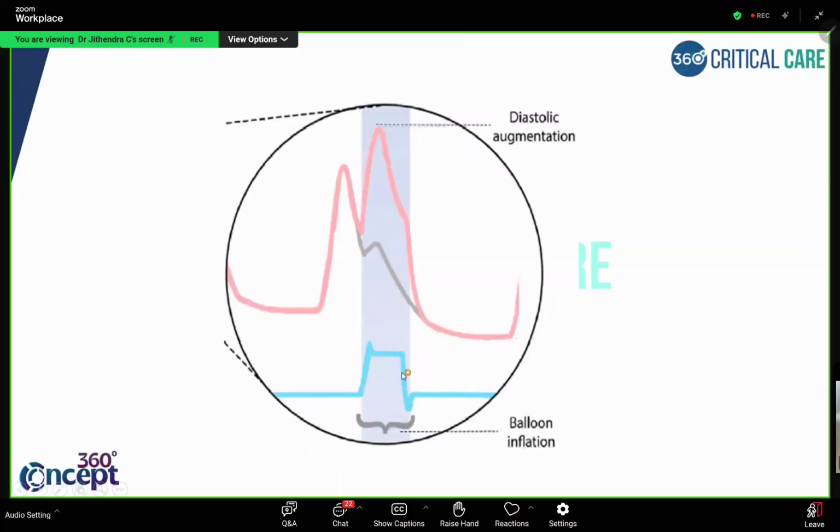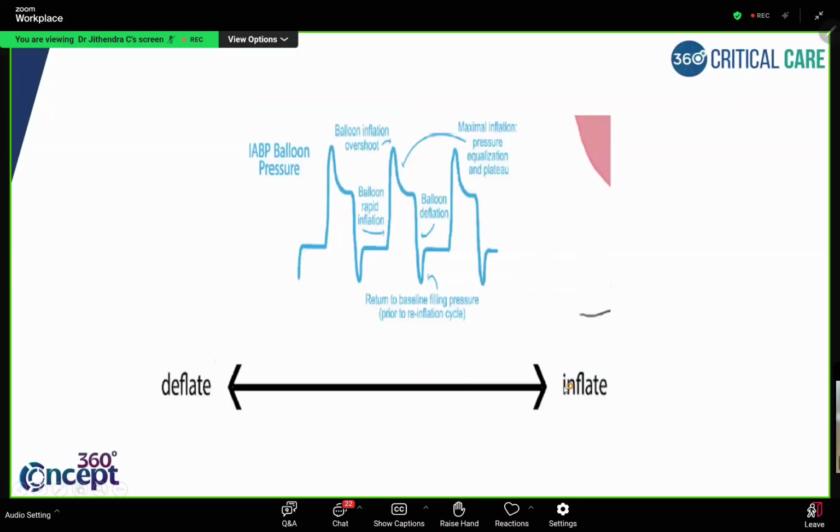What is this entire time frame? This entire time frame is the period of your balloon inflation. So balloon inflation, upstroke, the balloon pressure becomes a plateau, and there's a downstroke when there is deflation. Again, you'll have a pause for some time, and again another inflation. So this is with respect to the balloon waveform. This is pressure versus time.